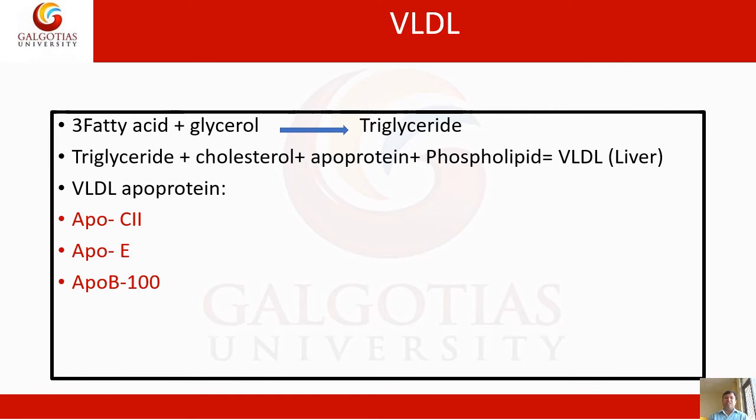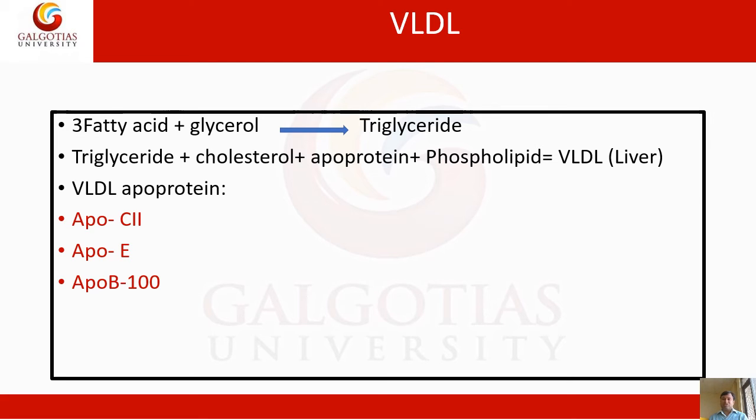Now come to the VLDL. So how are lipoproteins synthesized? Fatty acid and glycerol combine and form triglyceride. Basically three fatty acids are utilized and combine with glycerol to form triglyceride. Triglyceride combines with cholesterol, apoprotein and phospholipid and forms VLDL. VLDL synthesis occurs in the liver.